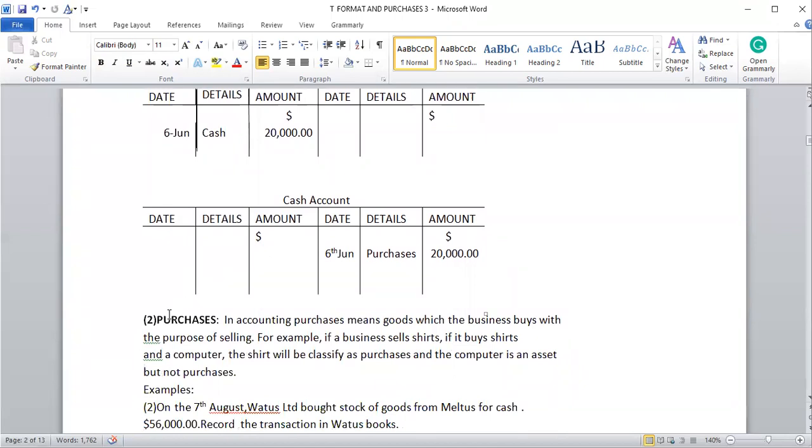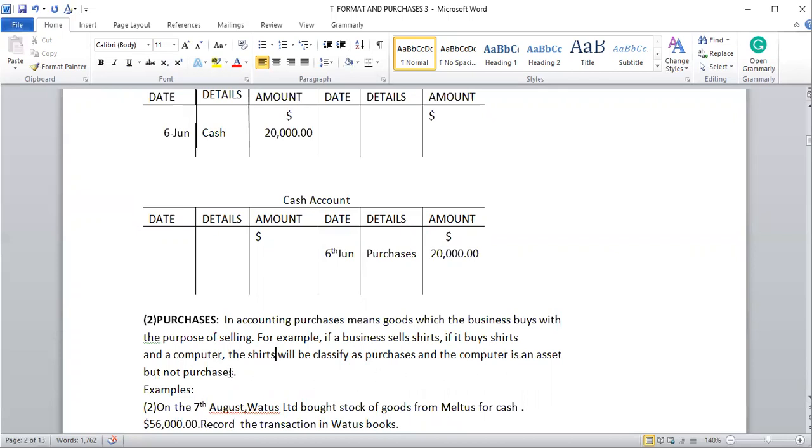Our second lesson is what? The purchases. So in accounting, when we say purchases, what's the meaning of purchases? In accounting, purchases means goods which the business buys with the purpose of selling. For example, if a business that sells shares buys shares and a computer, the shares will be classified as purchases and the computer as an asset, but not purchases.